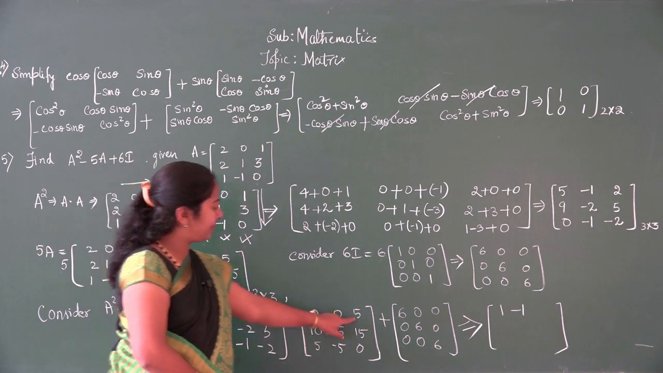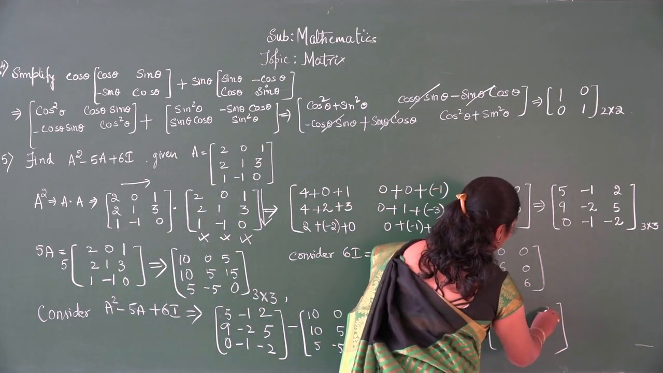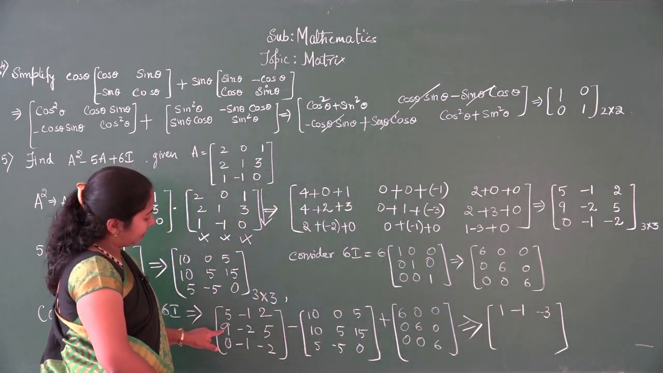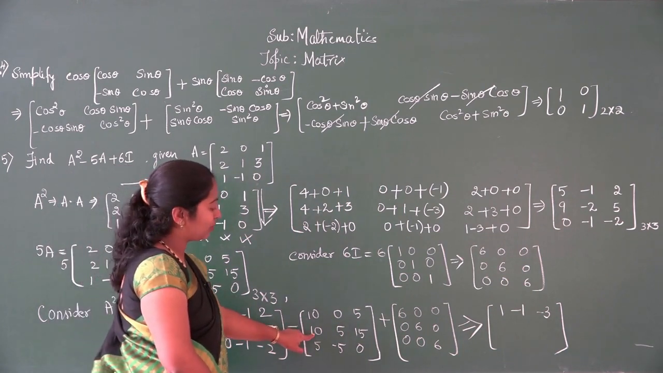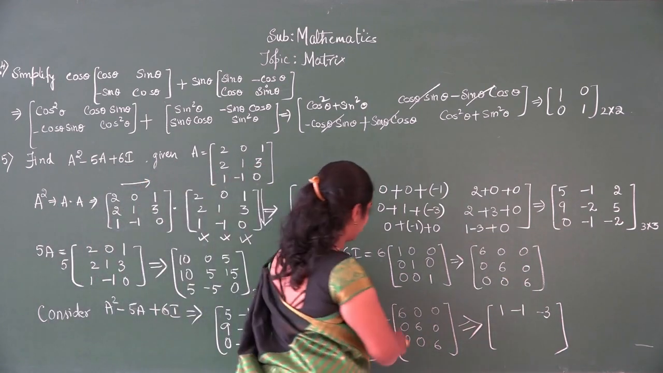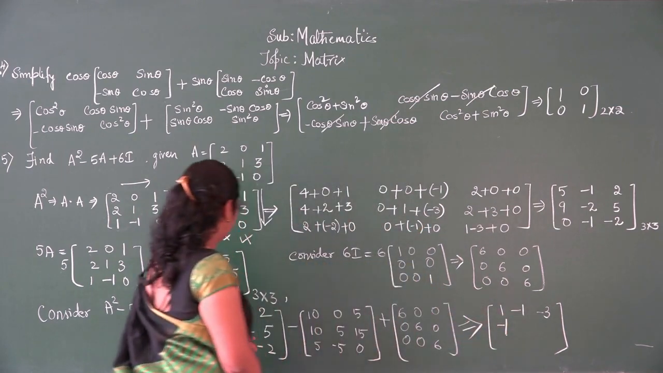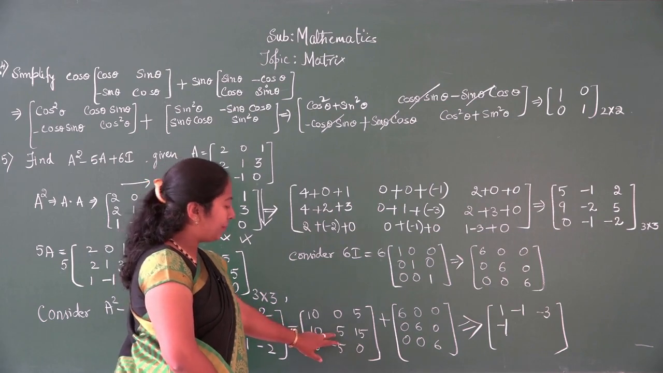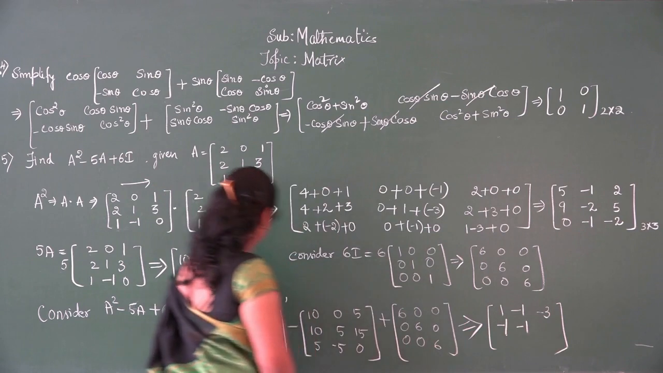2 minus 5, minus 3. Minus 3 plus 0 will sum up to minus 3 itself. Similarly, second row corresponding elements. 9 minus 10, minus 1. Minus 1 plus 0 will be minus 1. Minus 2 minus 5, minus 7. Minus 7 plus 6 will be minus 1.